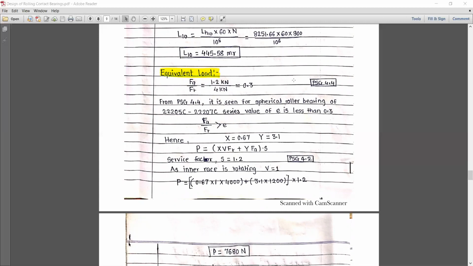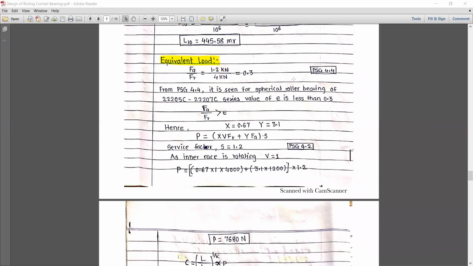Now we need to calculate the equivalent load. First of all, we need to calculate the FA upon FR ratio. We don't have the designation of the bearing, so we have to assume the values. First, calculate the FA upon FR ratio, that is 1.2 kilonewton divided by 4 kilonewton, which is 0.3.